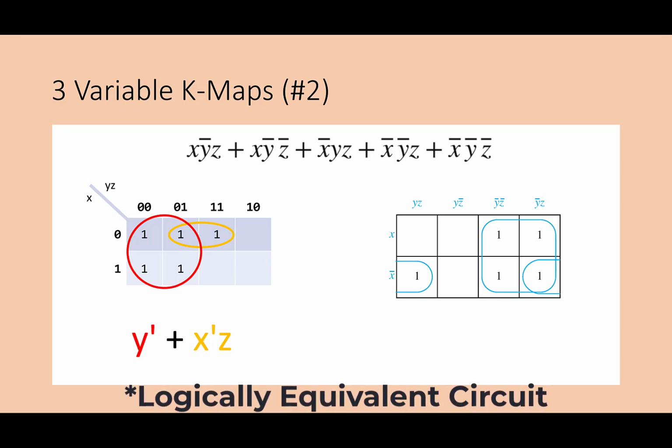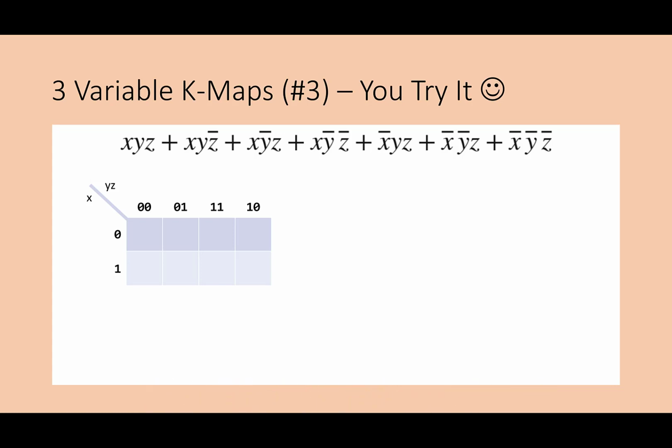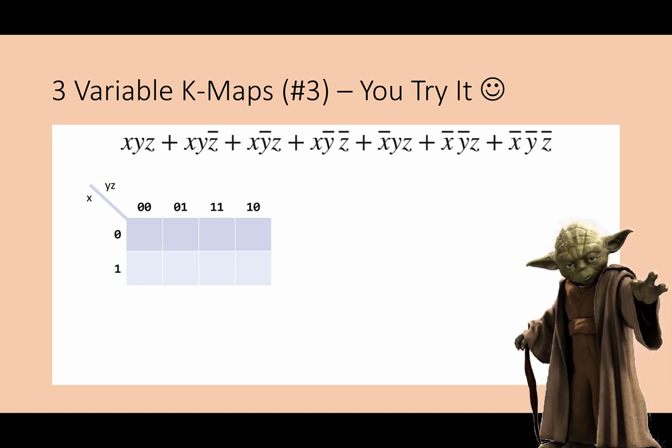All right, folks, now it is your turn. So pause the video. This is a big one. It's got 2, 4, 6, 8 minterms. Is that right? 1, 2, 3, 4, 5, 6, 7 minterms. So 7 minterms. Fill out the Karnaugh map, circle the appropriate groups, and try to reduce the circuit. No, don't try. Do it. There is no try. Only do or do not.